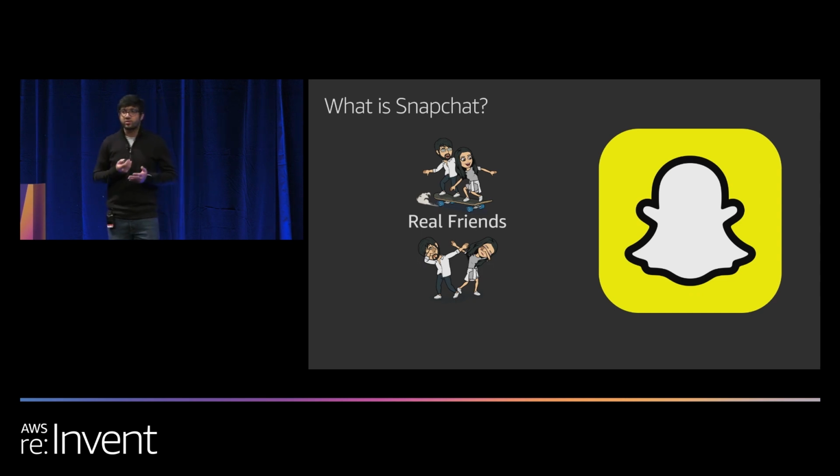And so this flows into a lot of our product, including our creative tools like Bitmoji, lenses, filters, or even Snap Maps, which help you meet up with your friends in real life.